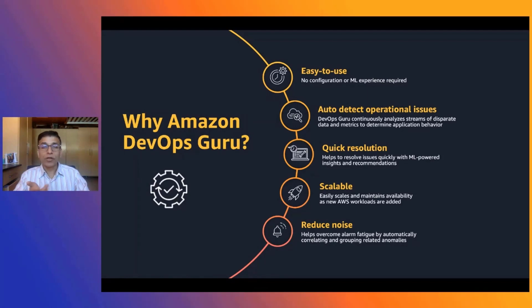The second point is auto detect operational issues. As soon as a new resource is created in your account, it will always come up with vended CloudWatch metrics, and if DevOps Guru is enabled for that particular region, that resource is automatically registered with DevOps Guru. So DevOps Guru automatically starts monitoring it. You don't have to even click a single button. Once new resources or a new CloudFormation stack is spawned, all of those resources are now monitored with DevOps Guru. And wherever it detects any operational issues, it will flag it and provide you an insight.